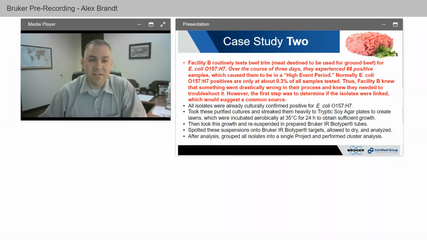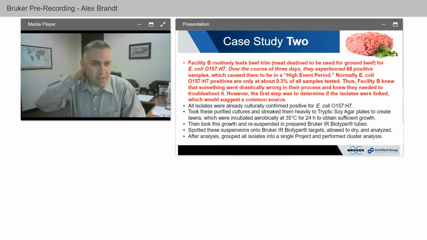Normally, E. coli 0157H7 positives are only about 0.3% of all the samples that are tested. So that is very low, and this was a very high percentage of positives. So Facility B knew that something went drastically wrong in their process, and they knew that they needed to troubleshoot it. So they wanted to actually know, though, if these isolates were linked, which would suggest a common source, before they went through this troubleshooting process.